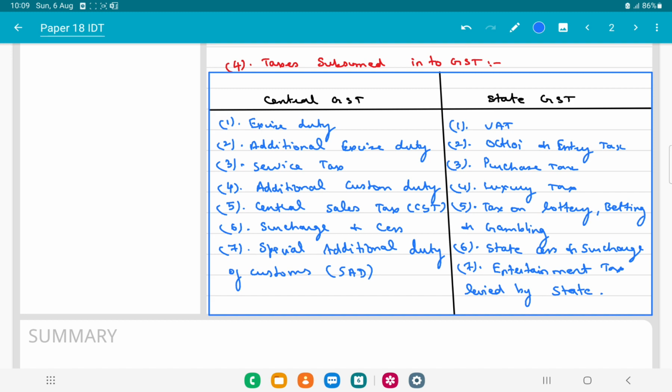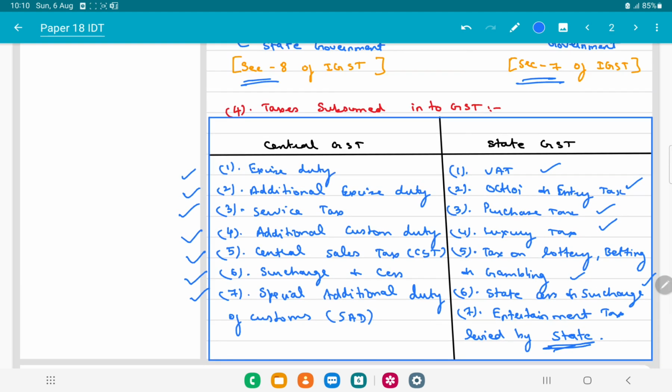Okay, what are all the taxes which got subsumed into GST in India after its implementation? Under central tax, under the central government, excise duty is subsumed, additional excise duty, service tax, additional customs duty, central sales tax, surcharge, and special additional customs duty. Okay, SAD. All these taxes got subsumed. In state, VAT, octroi and entry tax, purchase tax, luxury tax, tax on lottery, betting and gambling, state cess and surcharge, and entertainment tax levied by state government. These are the taxes that got subsumed.